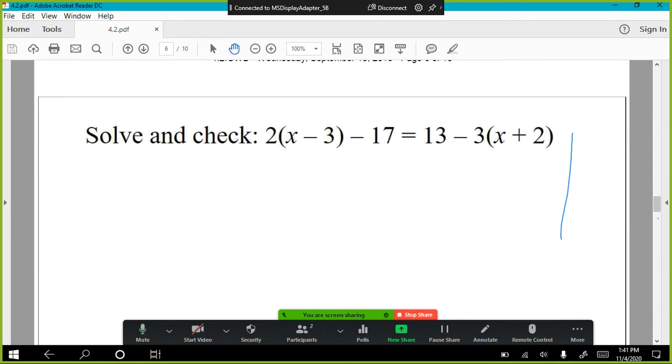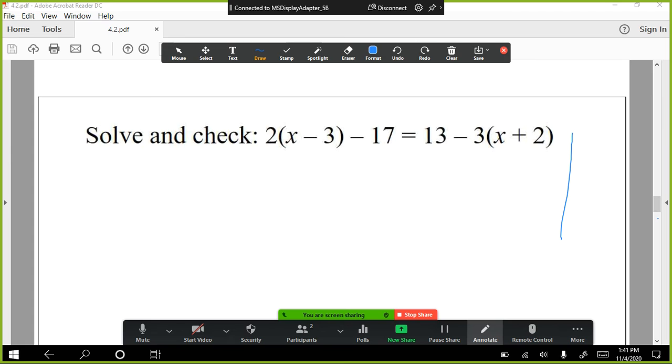All right, now here we go. Here's another one. Clear all drawing. All right, so same thing. This time we have variables on both sides of the equal sign.